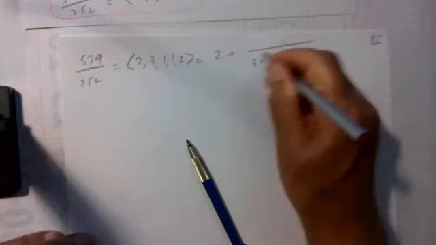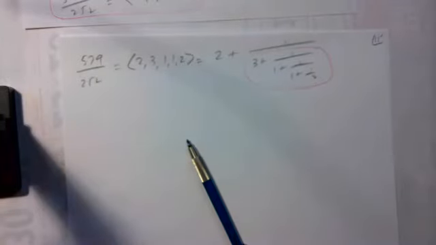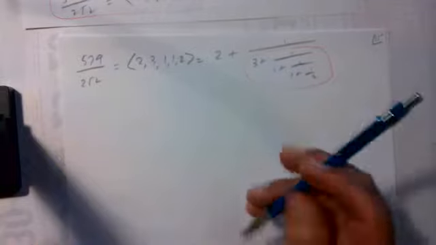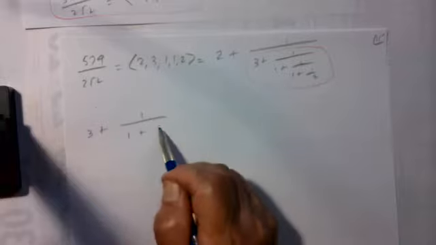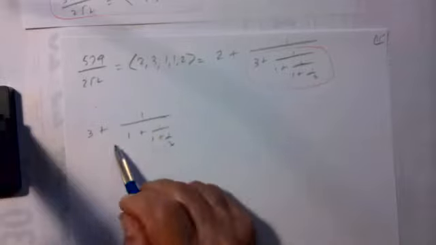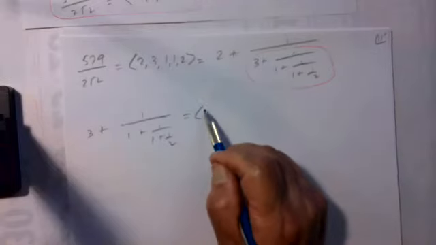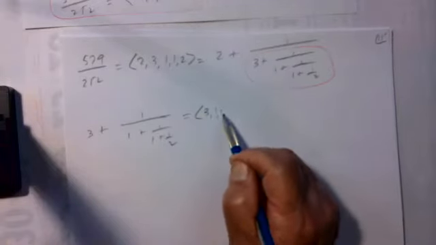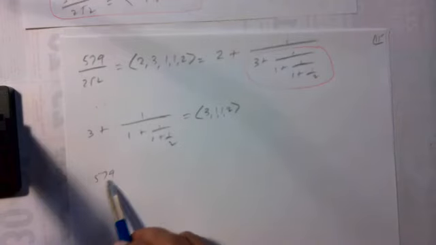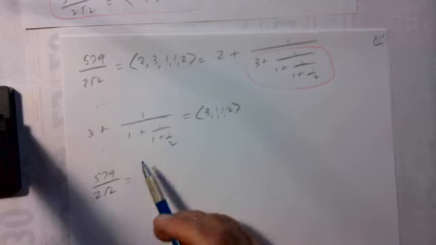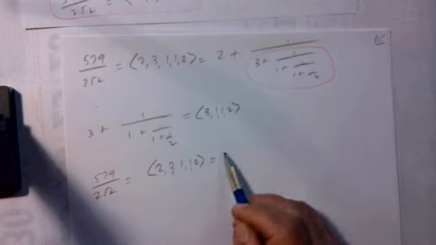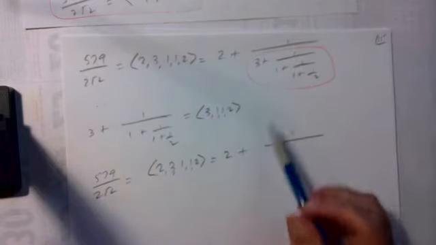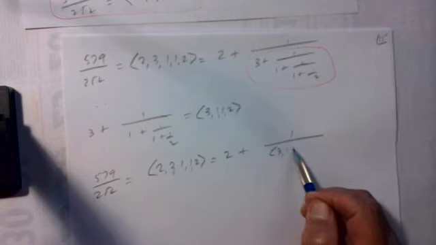Now, if I look at just this part, this denominator, 3 plus 1 over 1 plus 1 over 1 plus 1 over 2. This is also a continued fraction. This is the continued fraction 3112. So 574 over 252, which is 23112, can also be written as 2 plus 1 over this, which is 3112.